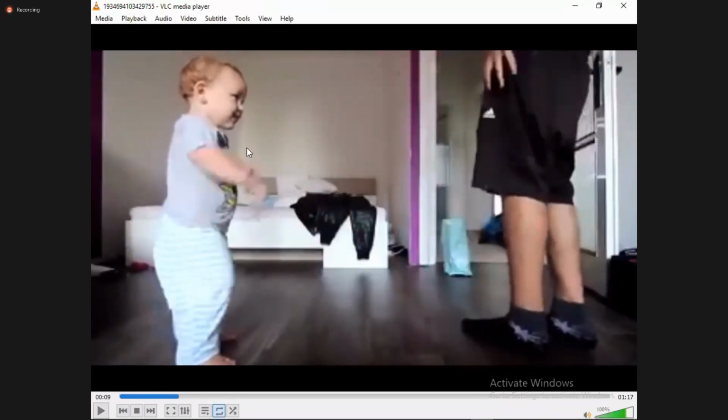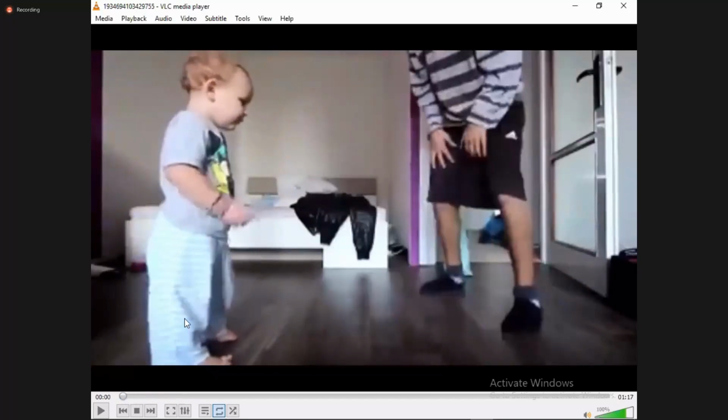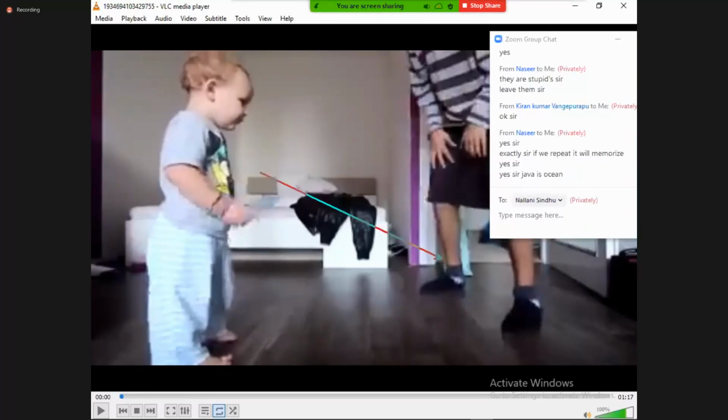He's trying to learn dance. This kid is learning dance. Did you observe where the kid is watching? He needs to use his legs for dance, so he is carefully watching the master's legs only, how he is moving his legs.